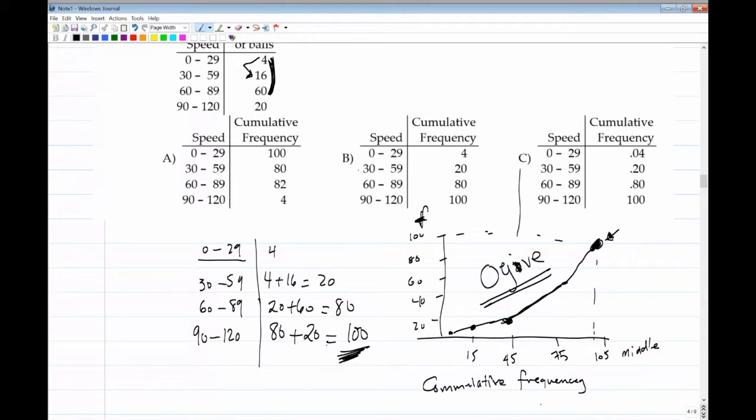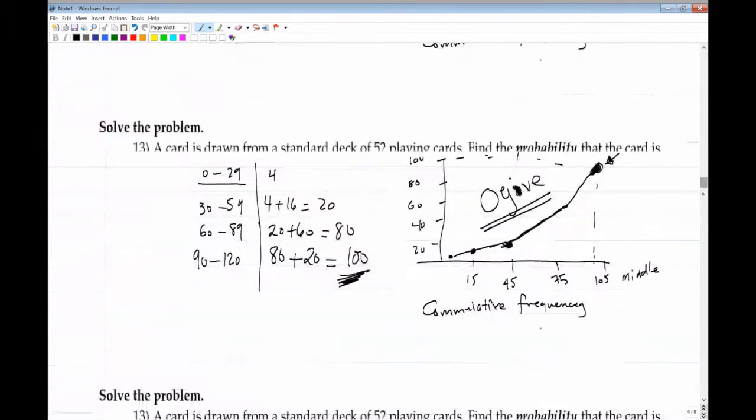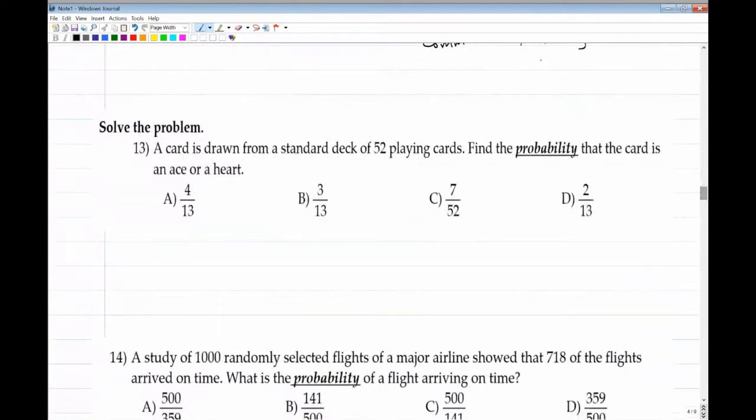Ogilvy, which is a French word, but a French word for the cumulative frequency. So let's now look at the next problem, number 13.